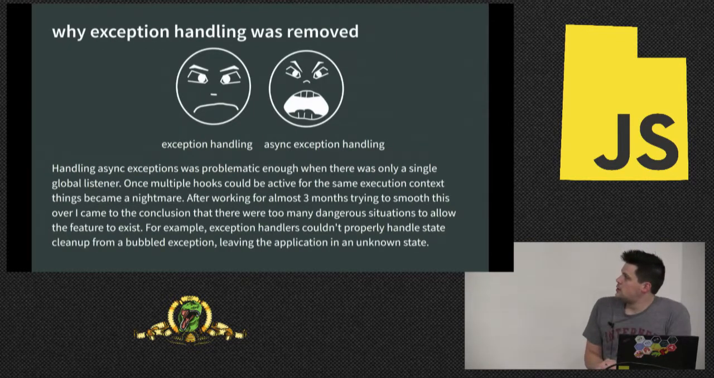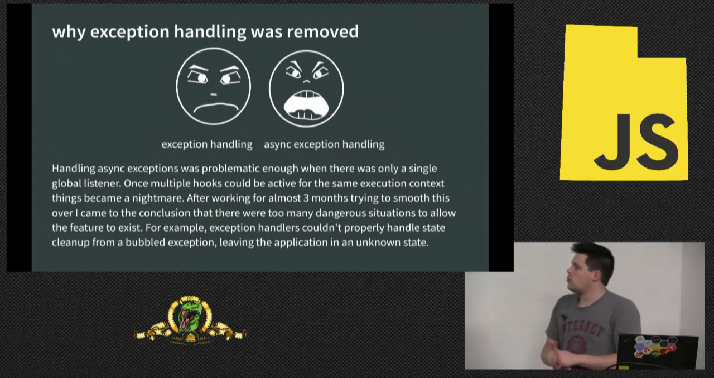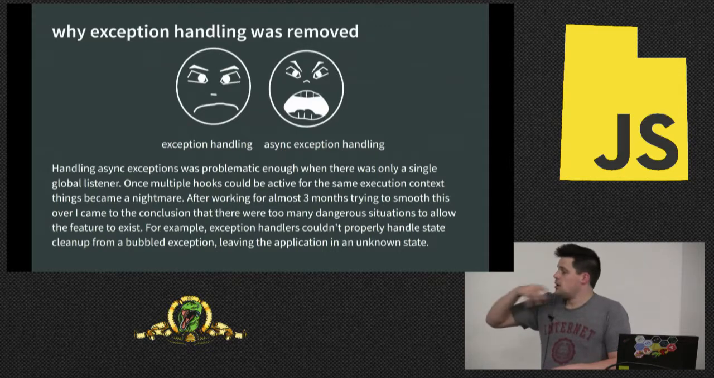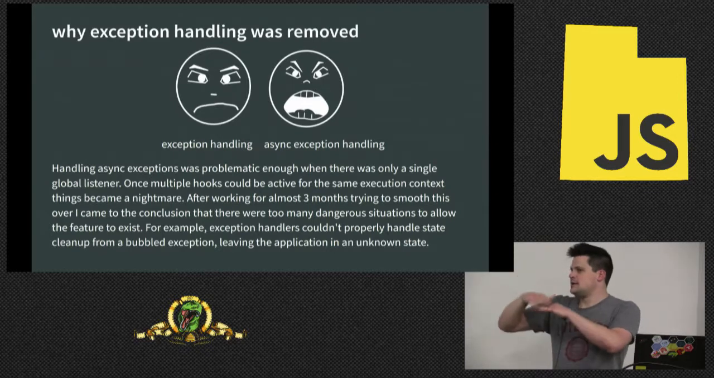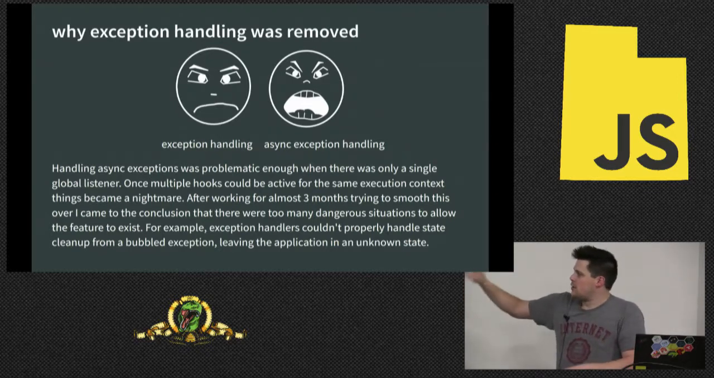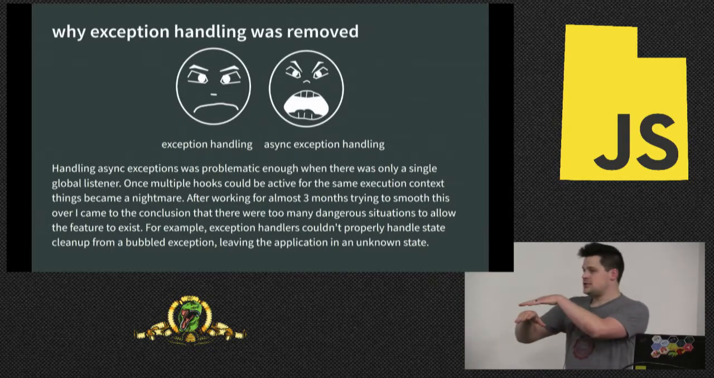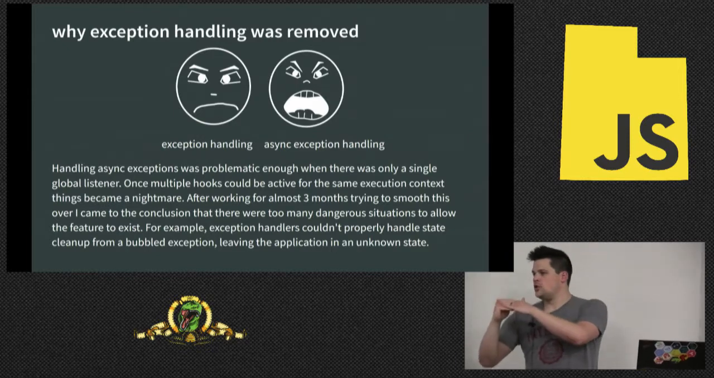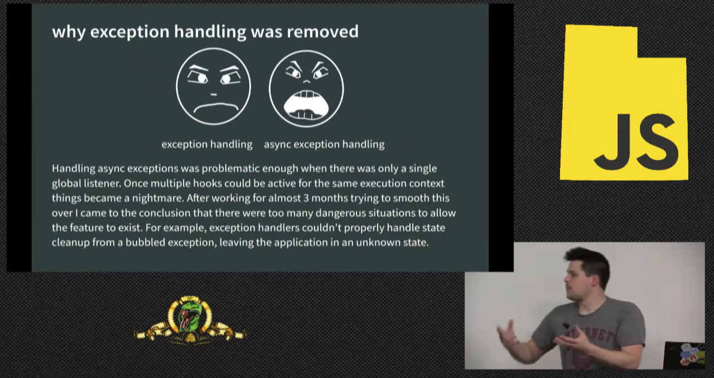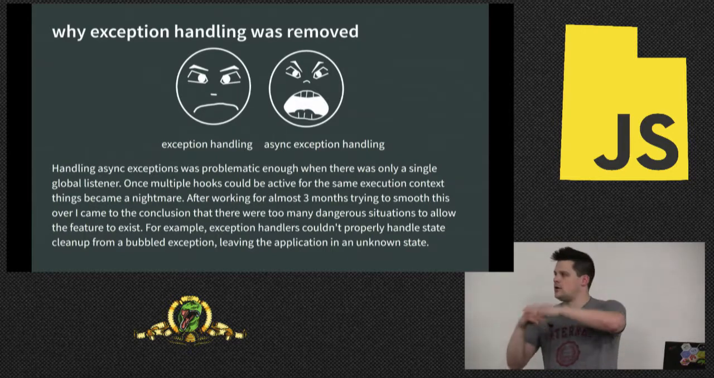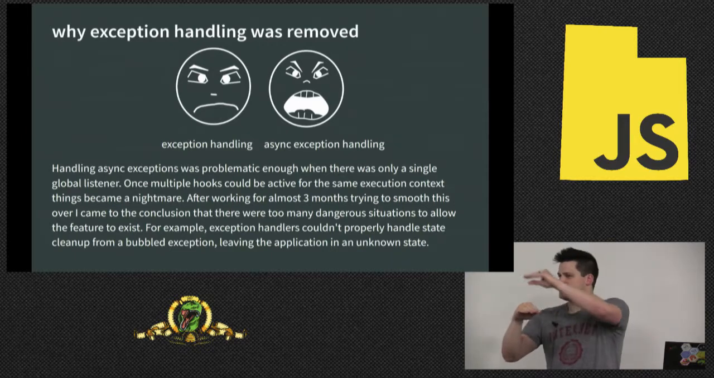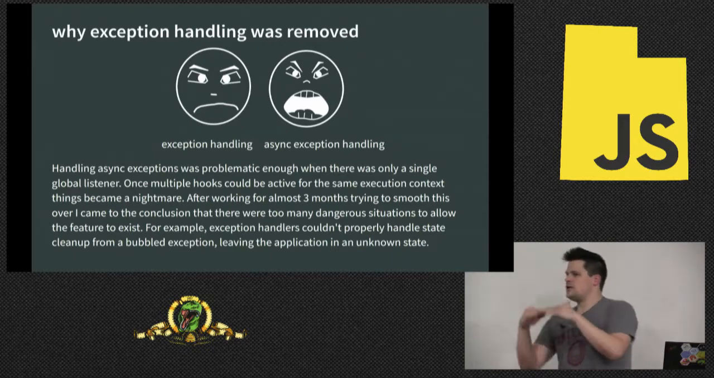Okay, so why wasn't the exception handling kept? Because it was a really, really horrible thing. Once we allowed multiple hooks to stack, what had to happen with async exception handling was that it would bubble. In each exception handler, you would return true if it was handled. If it was handled, then it would stop and wouldn't call the rest of the hooks or listeners sitting in the stack above it. If it didn't, then it would jump to the next one.